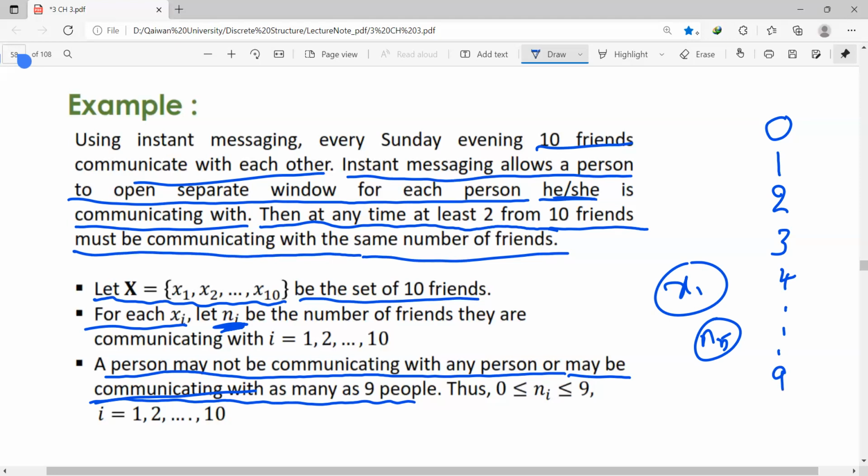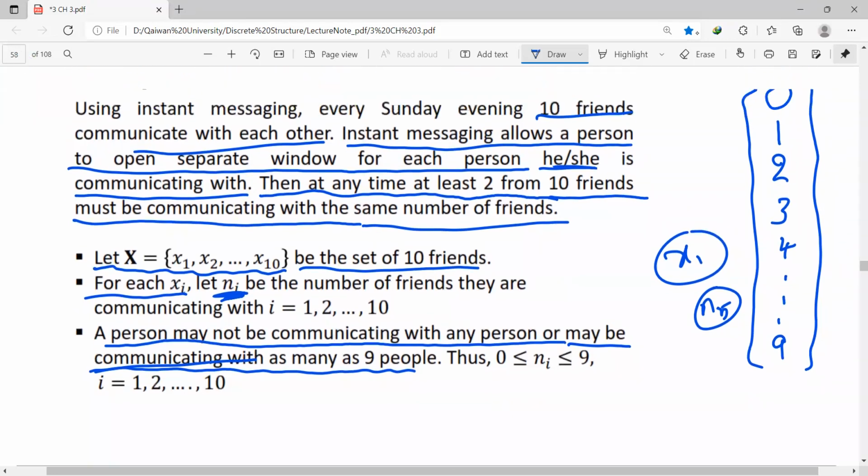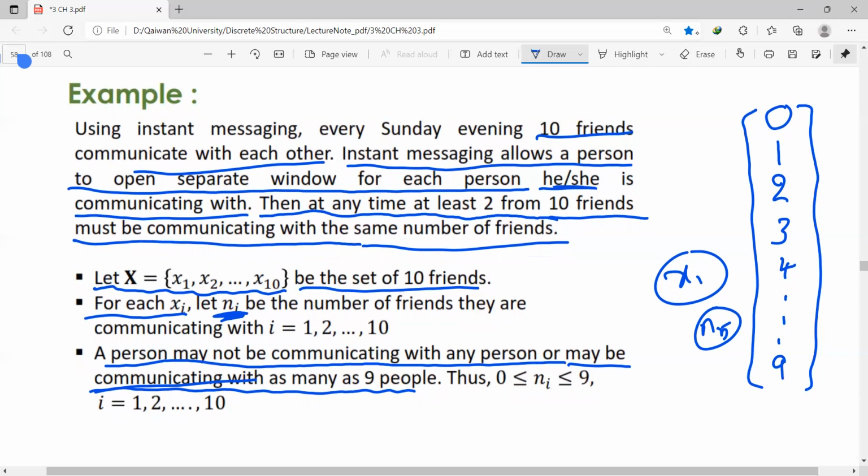Okay, so here you have these numbers of communications. That's either 0, 1, 2, up to 9. We have only 9 options for communicating. A student may not communicate with any of them, but a student may communicate with 5 of them, with 6 of them, with 9 of them. So we have 0 to 9. We have 10 numbers of communications.